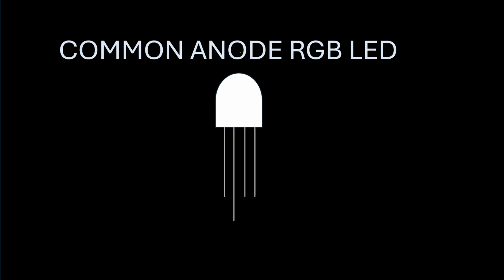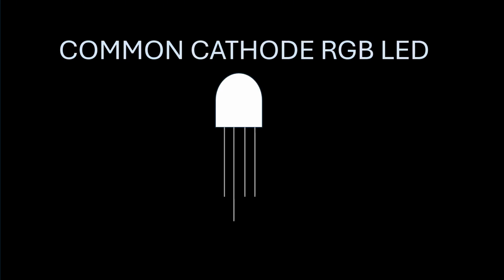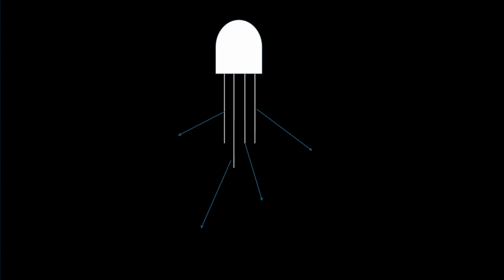If you don't know how the Common Anode and Common Cathode RGB LEDs work, you can check out my previous videos where I explain it in detail. Now, let's focus on the Common Cathode RGB LED first.